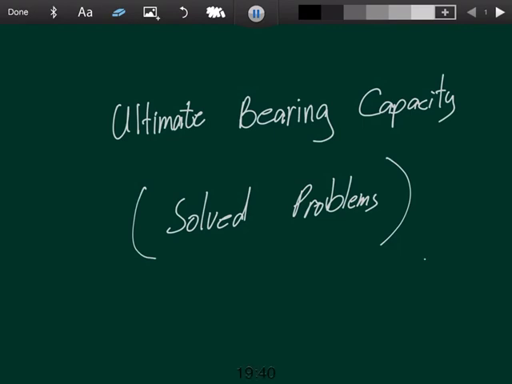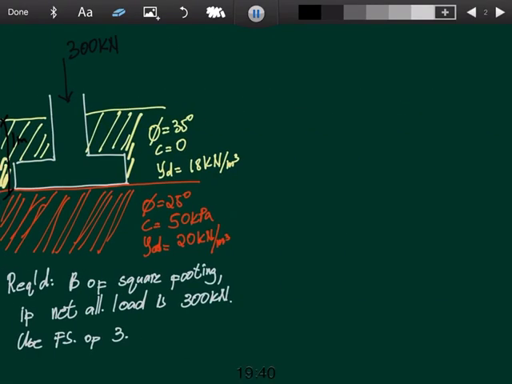We continue class with ultimate bearing capacity. So, showing more solved problems. Examples. First problem, we have a square footing. Determine the required width of a square footing if the net allowable load is 300 kilonewton. Use a factor of safety of 3.